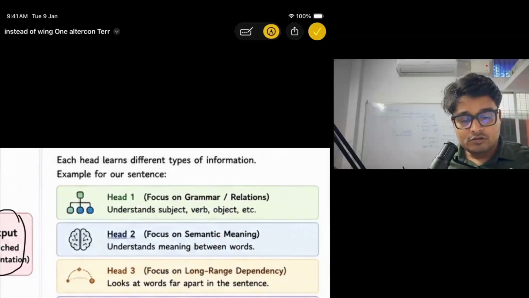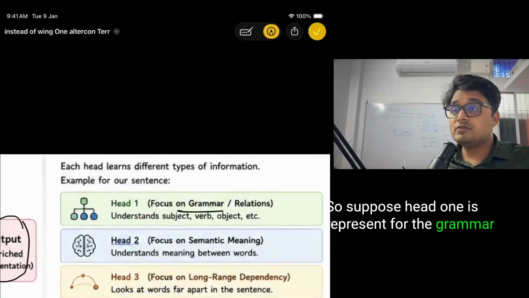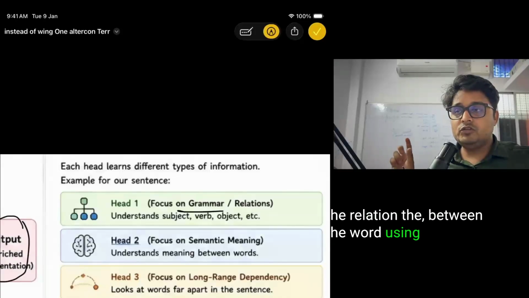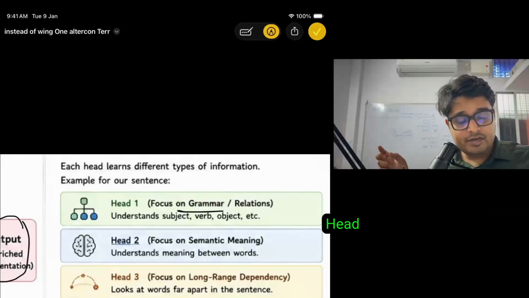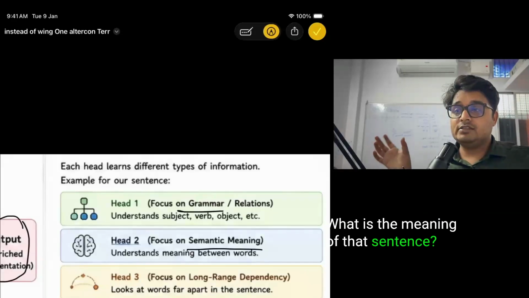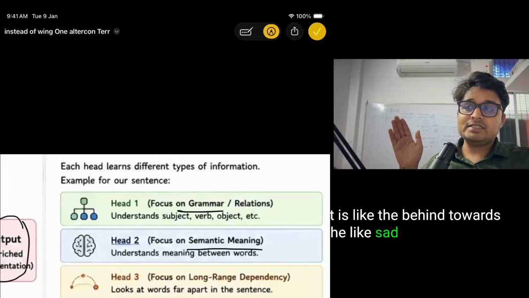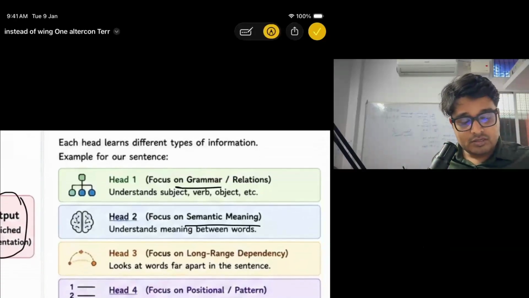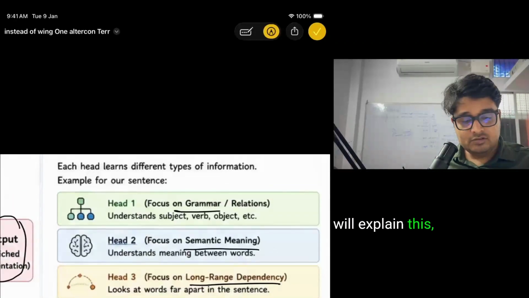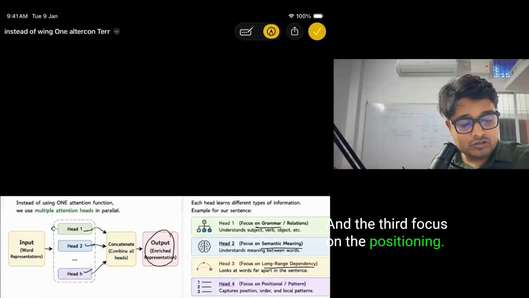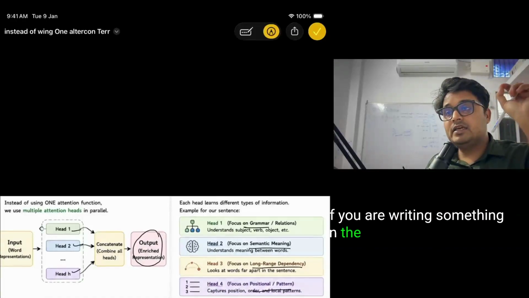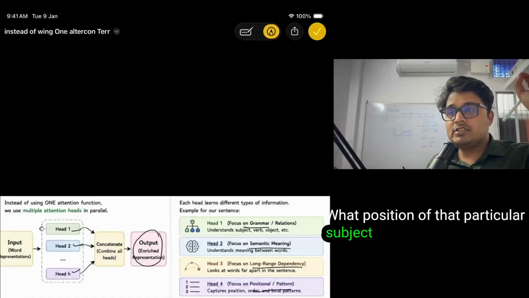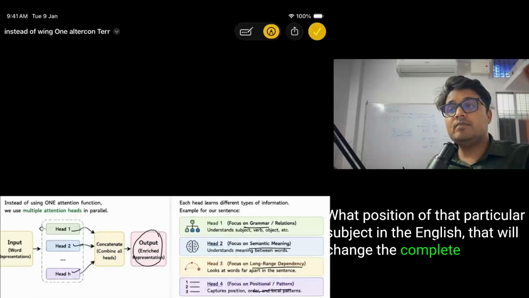Suppose head 1 represents grammar checking, trying to understand the relation between the words using grammar. Another head focuses on sentiment meaning: what is the meaning of that sentence, whether it leans towards a happy sentiment. That will also help to understand the relation between the words. The third is for long relations, I will explain that in a few minutes, just wait. Another focuses on positioning. If you are writing something in English, the position of the word is very important. The position of a particular subject in English can change the complete context.